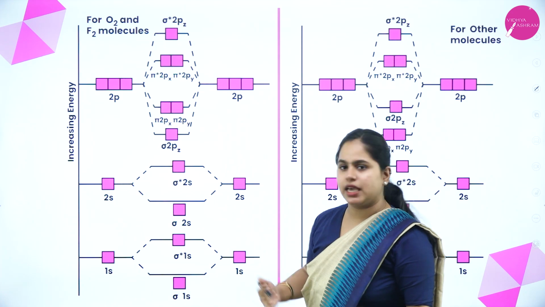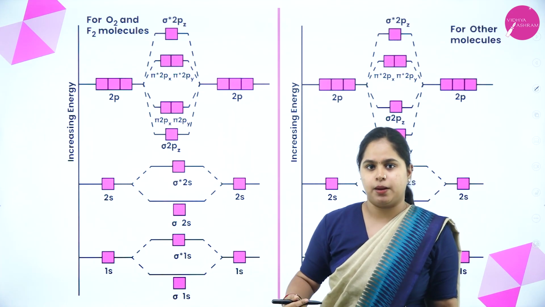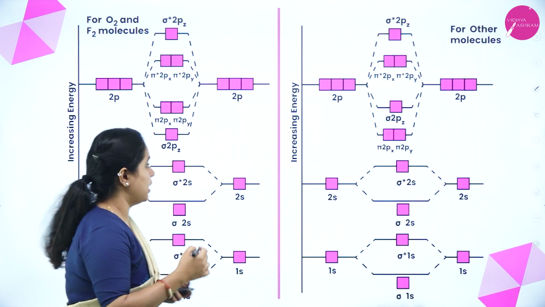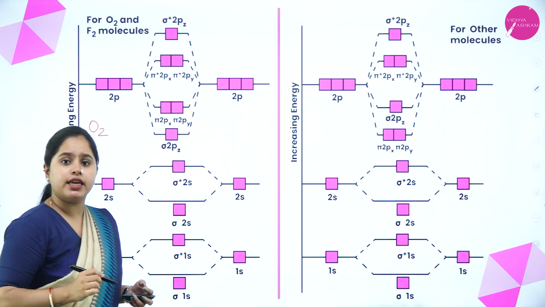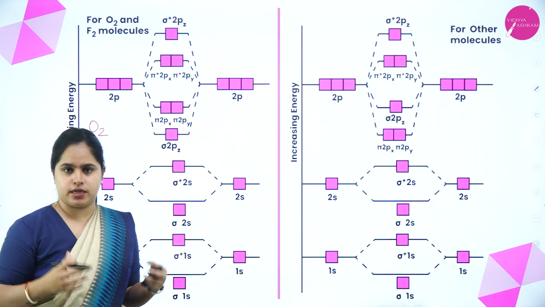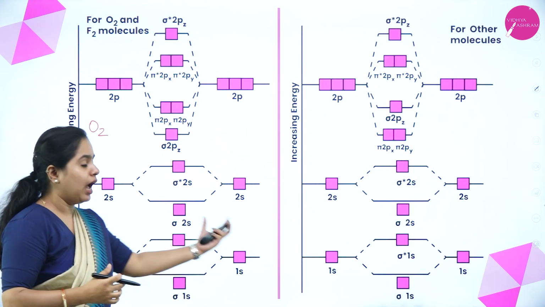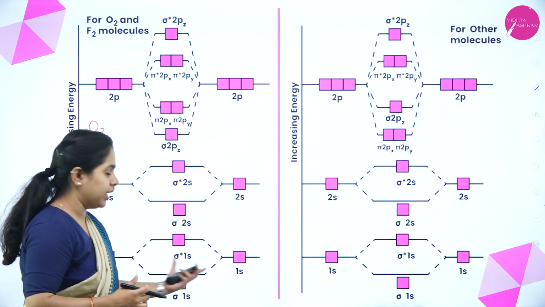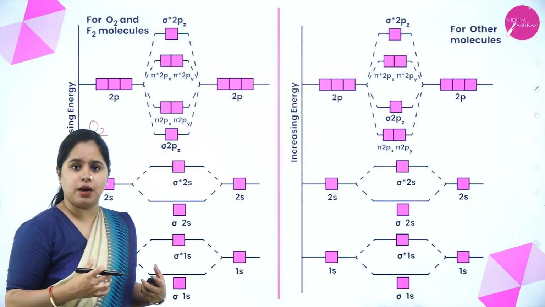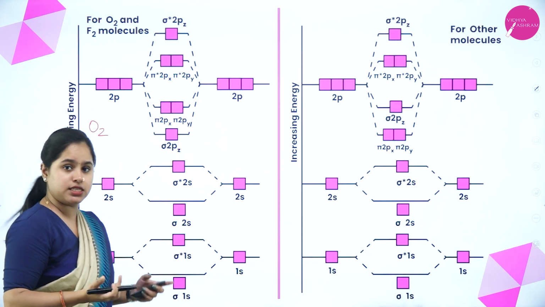Yes, so in this case, as you can see, it is for the oxygen and fluorine molecule, how it is represented. Let's take the example of the oxygen molecule itself. In the oxygen molecule, we know that two atoms of oxygen are there. One oxygen atom has a 1s orbital and the other oxygen atom has a 1s orbital. Now, the two atomic orbitals combine and form two molecular orbitals, that is sigma 1s and sigma star 1s.